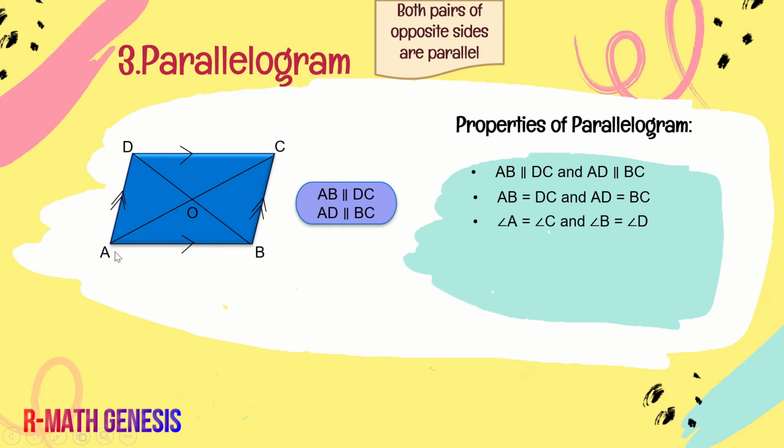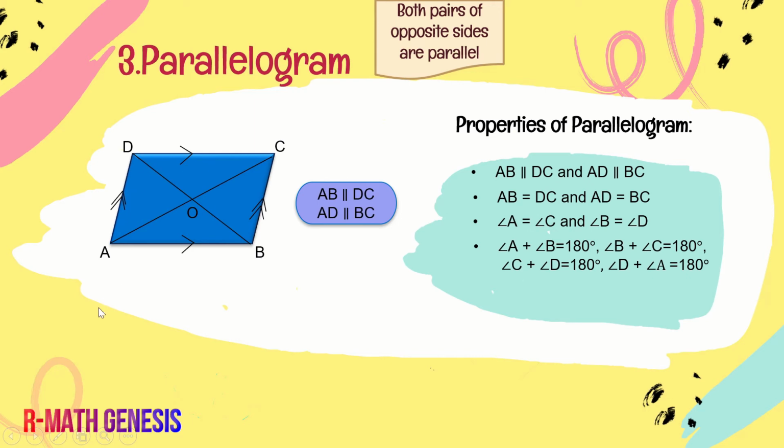Next, the third one is opposite angles are equal. What are the opposite angles here? Angle A is equal to angle C and angle B is equal to angle D. That is the third property. Now the fourth property is adjacent angles are supplementary, which means angle A and angle B are adjacent angles, and supplementary means the sum of the two angles will be 180 degrees. Similarly, angle B plus angle C is 180 degrees, angle C plus angle D is 180 degrees and angle D plus angle A is also 180 degrees. Which means the adjacent angles are supplementary.